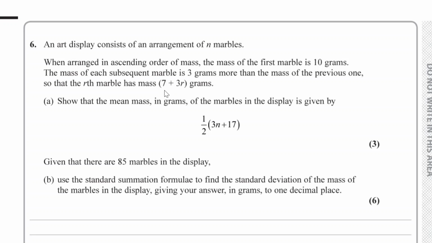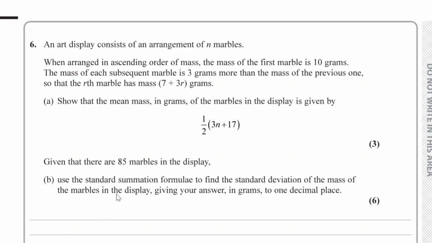Well, obviously, this statement of the rth marble having mass 7 plus 3r makes sense. It's just a linear sequence. We start off with 10 and then we add 3 each time, so we have 3r, and then to find the 0th term we have 10 minus 3, which is 7. So that bit is just a linear sequence. Now, when we talk about finding the mean of something, typically we add up all the numbers and divide by how many they are. That makes sense from GCSEs.